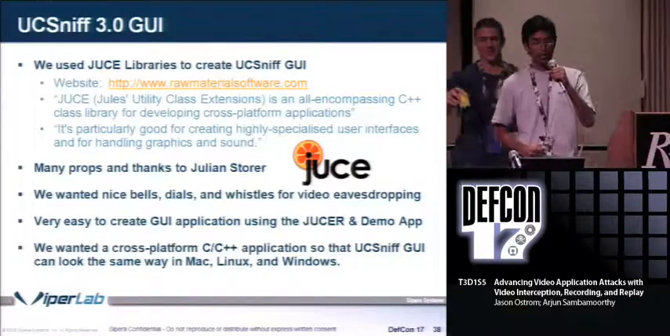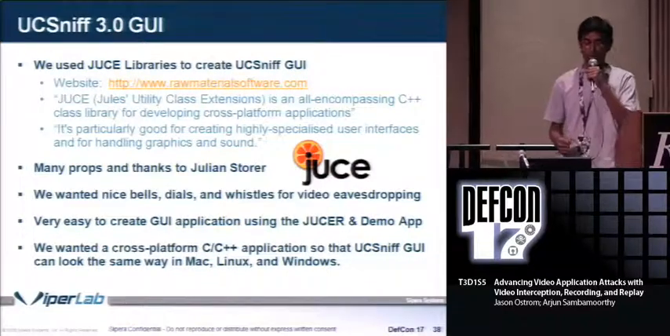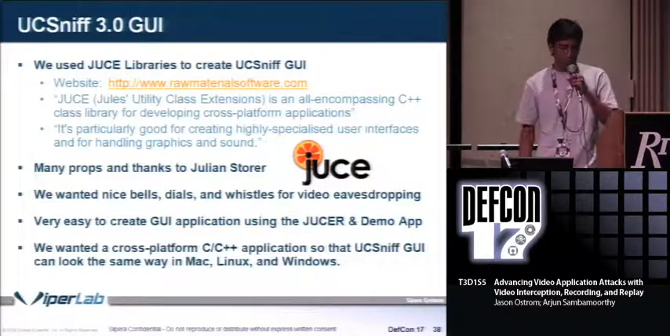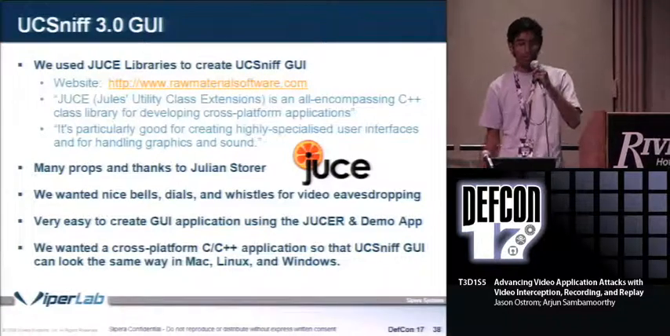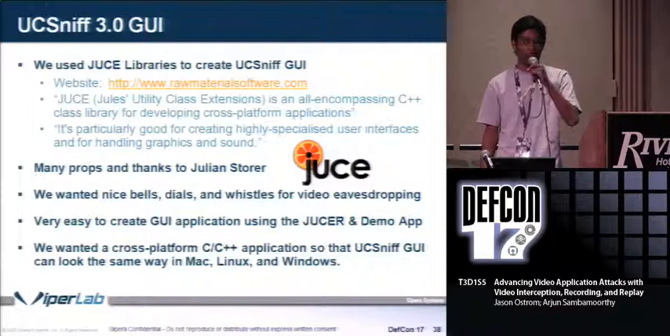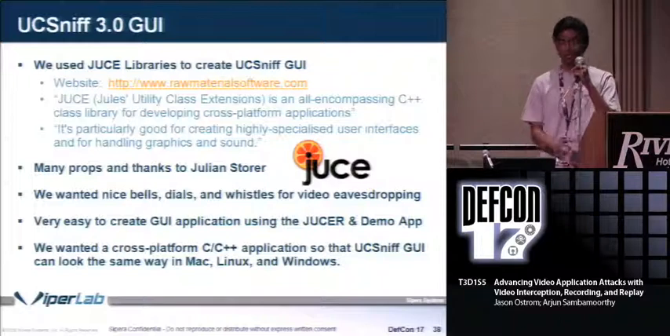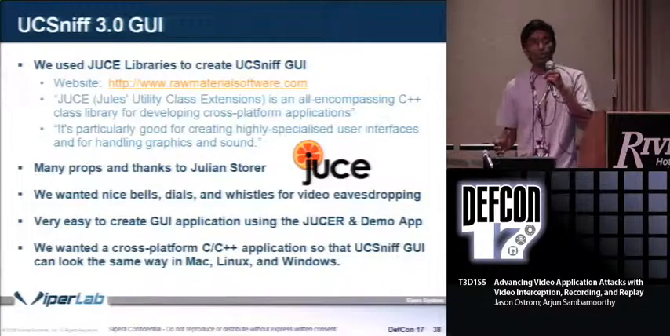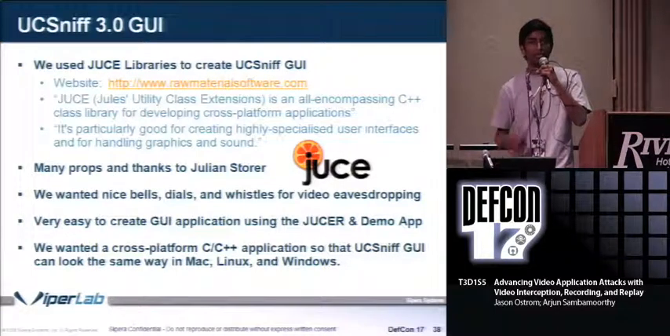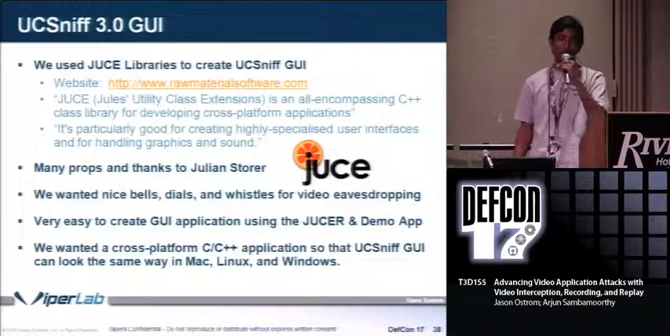Hello, guys. I'm going to talk about the UCSniff development and show you a demonstration of IP video eavesdropping using UCSniff. The UCSniff GUI was developed using the JUCE libraries. JUCE is a C++ class library for developing cross-platform applications. It's really good for creating highly specialized user interfaces and for handling graphics and sound. It's really easy to create a GUI application using the Introjucer, because the JUCE libraries come with an application called Introjucer, and it also has some sample demo applications.